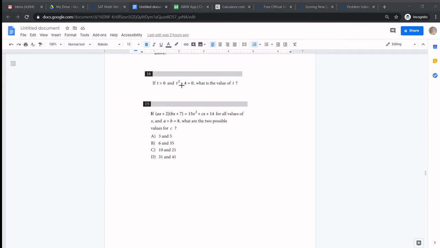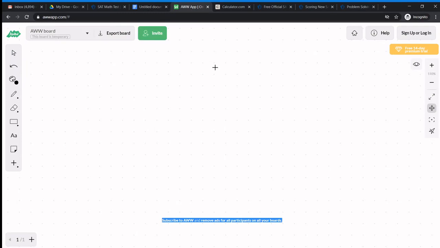And this one, again, is a pretty simple quadratic. The whole a squared minus b squared thing really comes in handy.